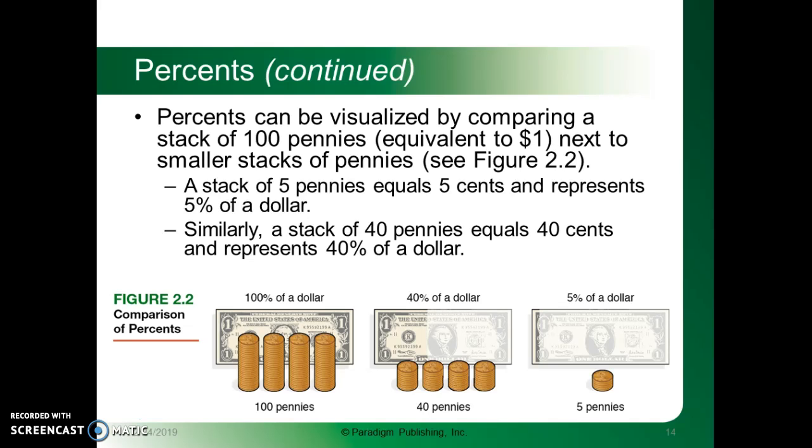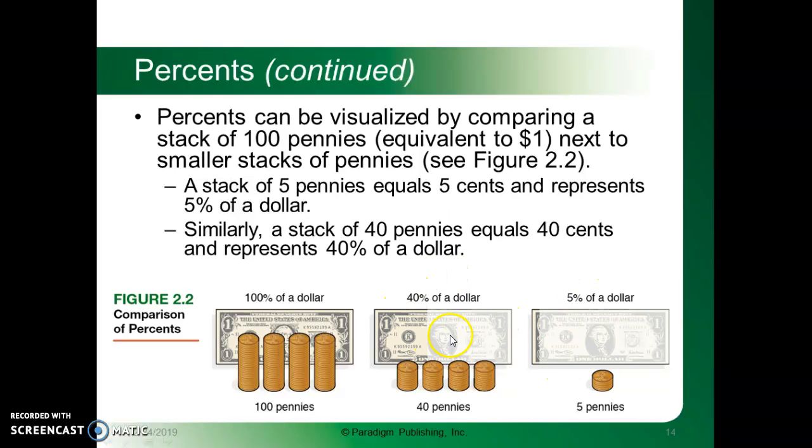Percents can be visualized by comparing a stack of 100 pennies equivalent to $1. So in the following figure, you'll see a dollar and then you'll see the stack of pennies. If you look at the third drawing, it says 5% of $1. You have the dollar and you see how only the back part is faint, and then there's only a certain part that you could see darker. So that signifies 5 pennies of $1. So that would be 5% of that dollar.